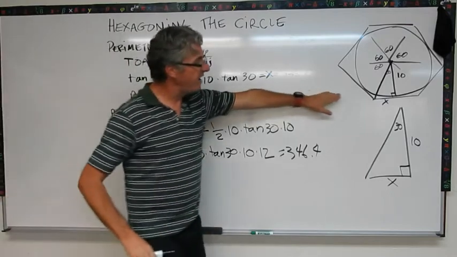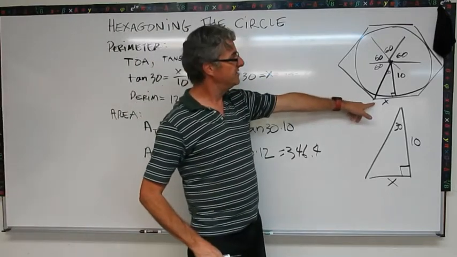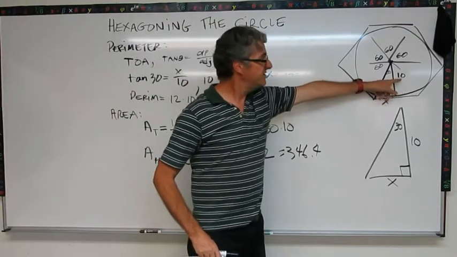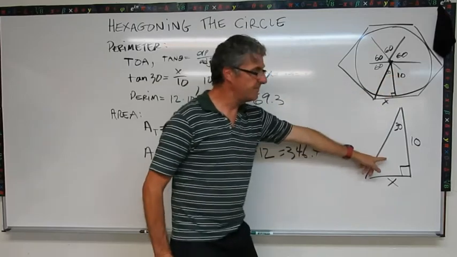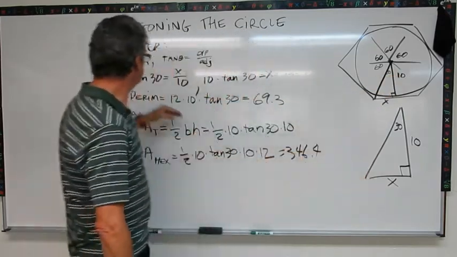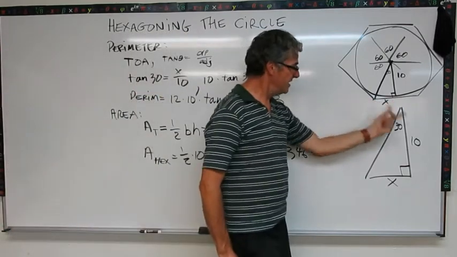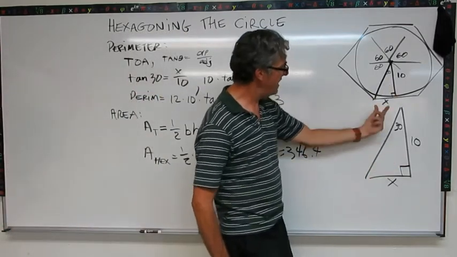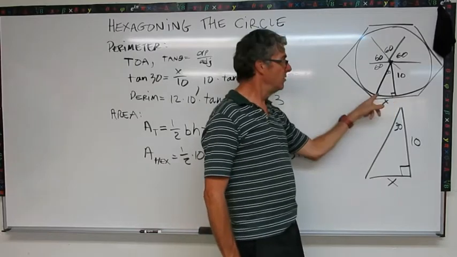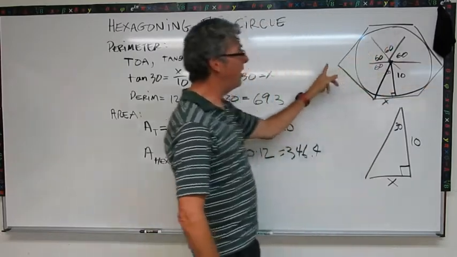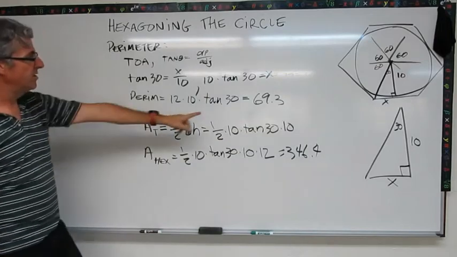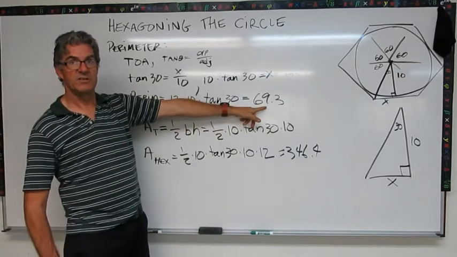The problem is to find the perimeter of this hexagon. We used the radius of the inscribed circle to set up this little triangle, and then we used the tangent function up here to figure out this value in this little triangle that's part of that. And once we found the x, we just multiplied it by 12 to go all the way around the hexagon to get our perimeter of our hexagon, 69.3.